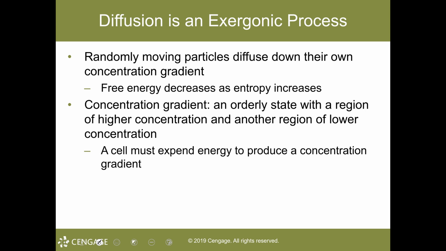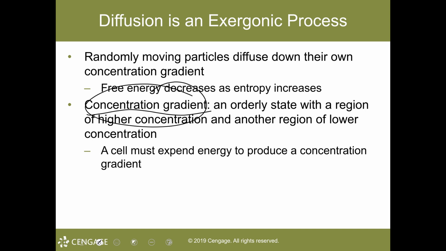Getting back to diffusion, which was, of course, on your prior test, random moving particles diffuse down their concentration gradient. Well, as it happens, free energy decreases as entropy increases. So that provides the energy for this apparently directed process known as diffusion: the concentration gradient itself. That's how those particles move from higher to lower concentration until equilibrium is reached. So when I say it this way, a cell must expend energy to produce the concentration gradient. I repeat, a cell must expend energy to produce the concentration gradient. Keep that in mind.